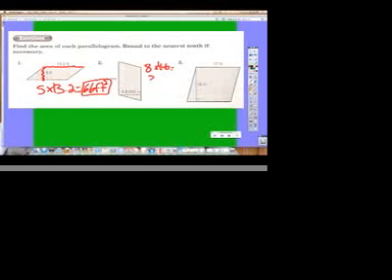Guys, on your notes, make sure you're showing this times this. Don't just write out the answer. You've got to remember the process of it. I did 17 times 16, and that equals 272. Good job, good job.